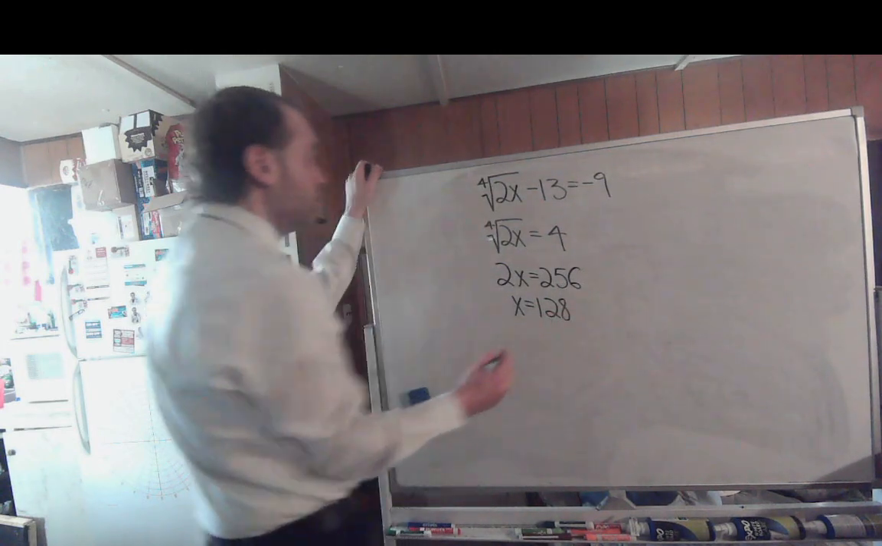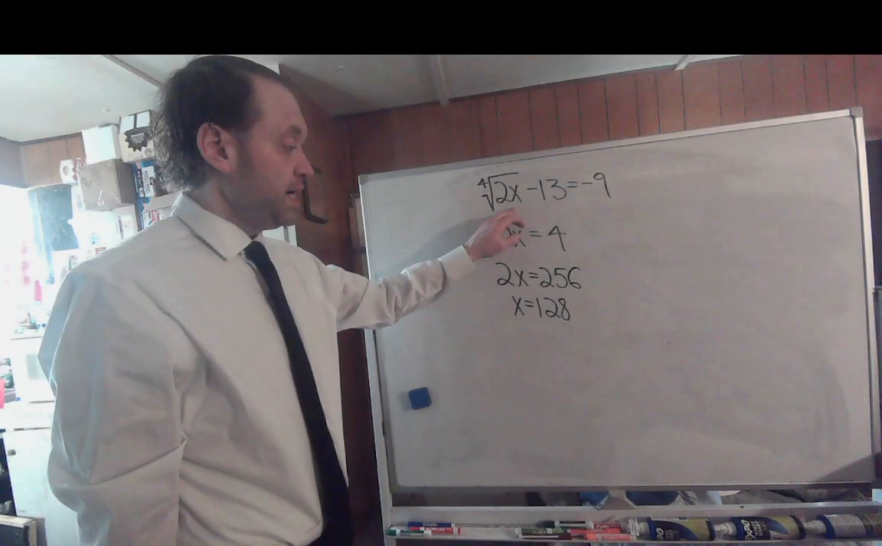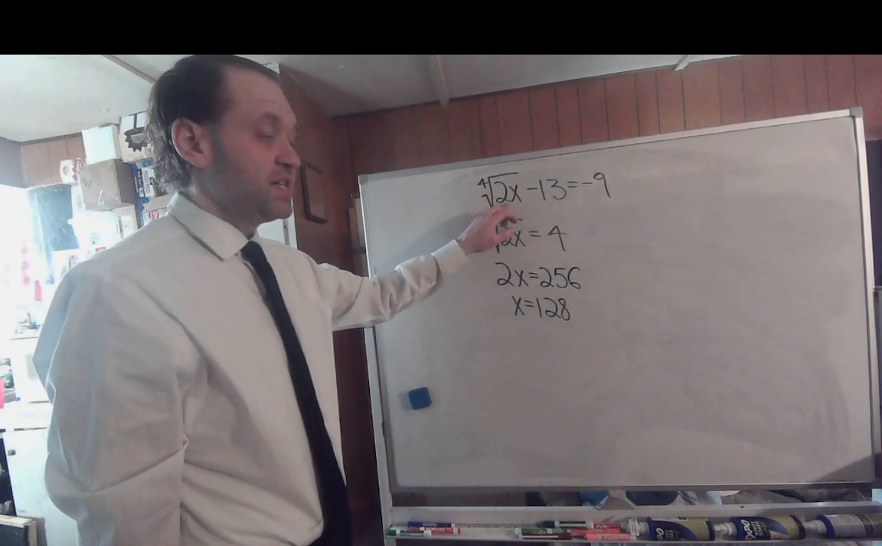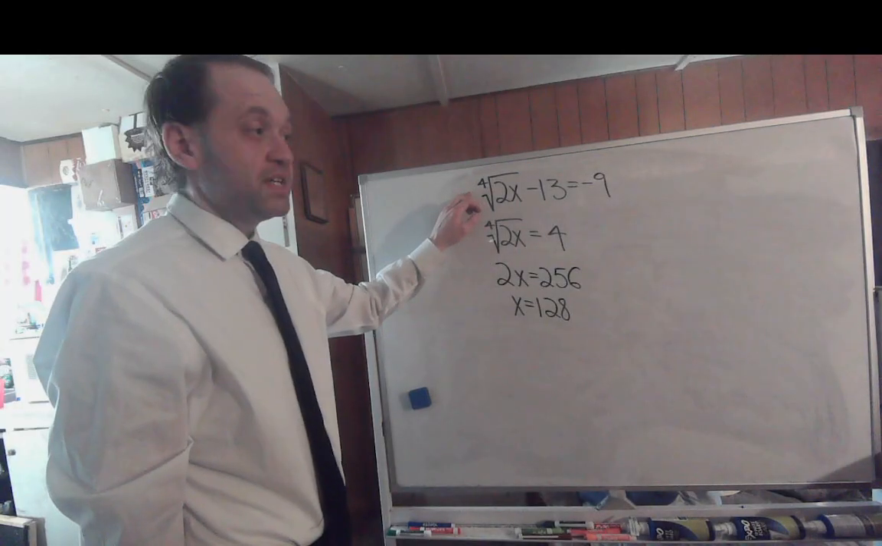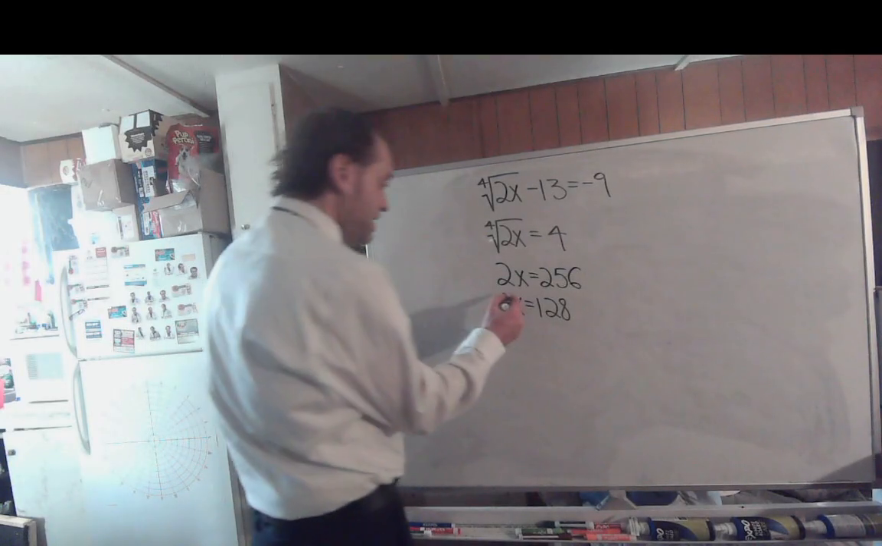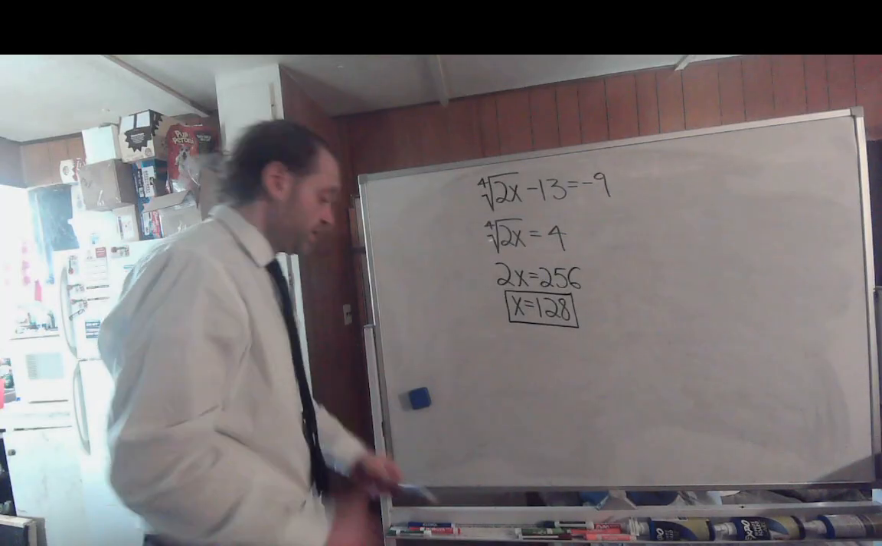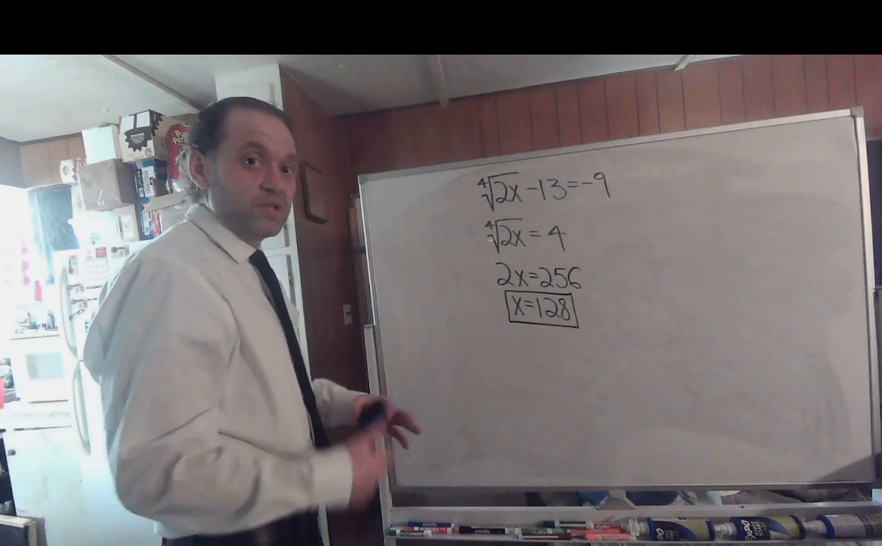But let's check our work. Well, alright, so 2 times 128 is 256. The fourth root of 256 is 4. 4 minus 13 equals -9. It checks out. So x equals 128 would actually be the solution in this case.